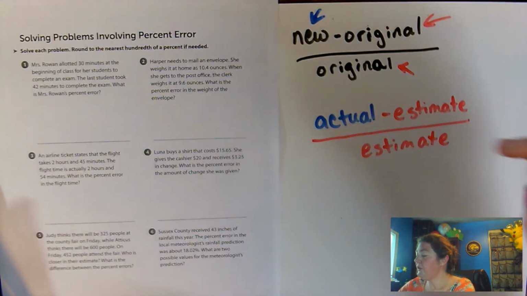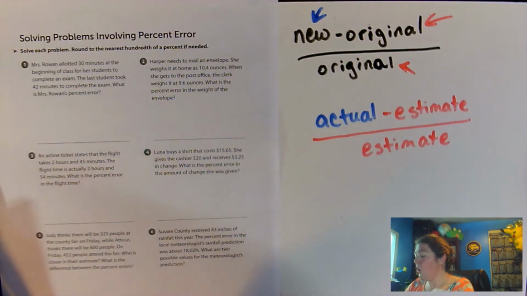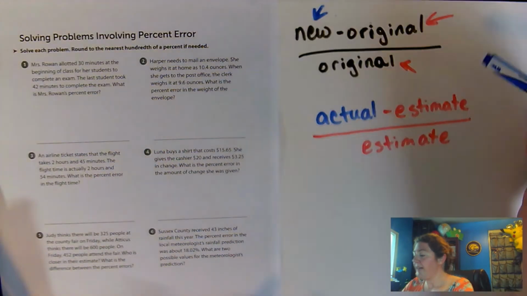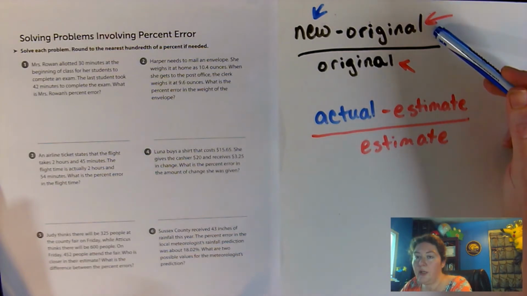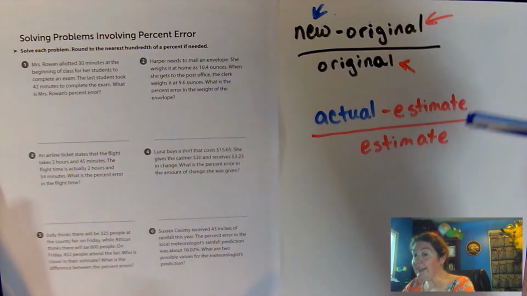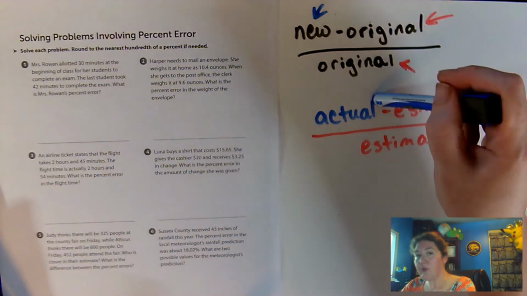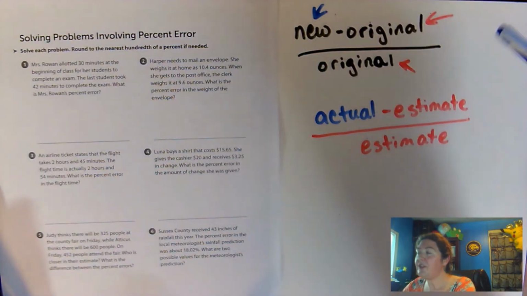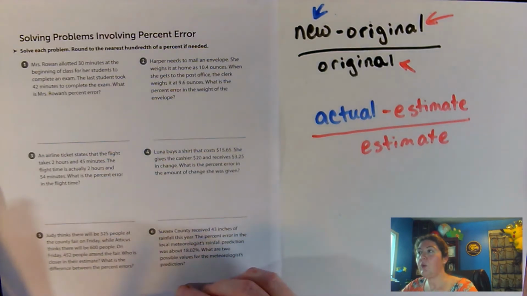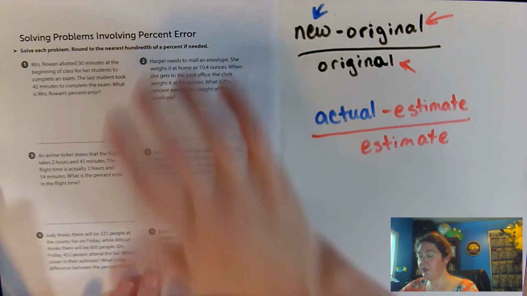Now, look at our two formulas here. When I'm doing something, I start with my estimate. That's going to be my original number. And then when I actually get there and I do it, that's what it actually becomes. That's my new number. See, our formulas are exactly the same. I'm just using a little bit different words that are going to make more sense with these particular problems.